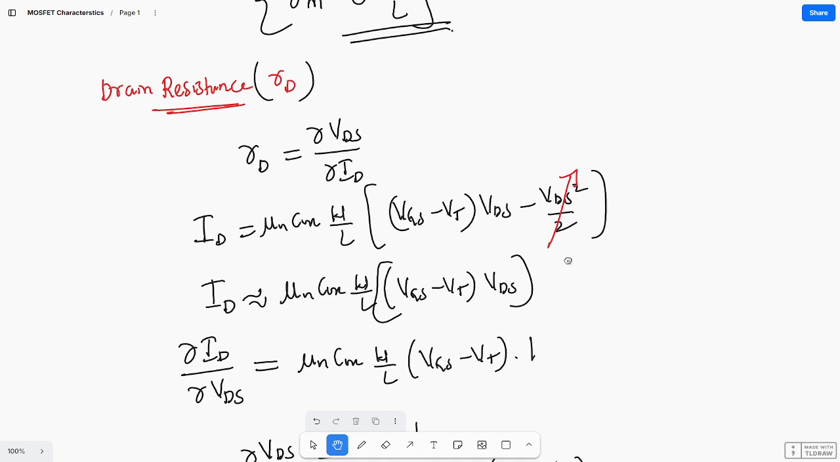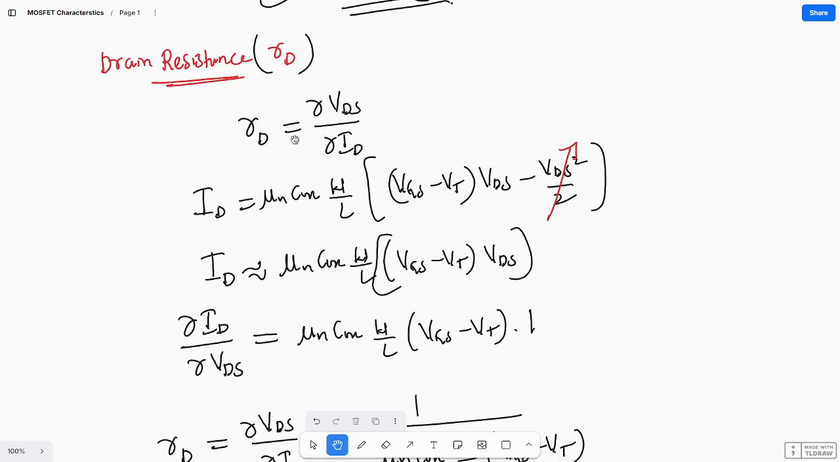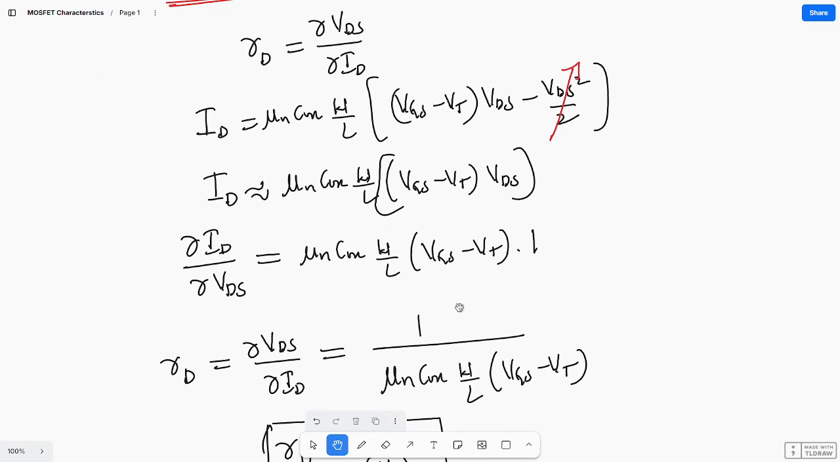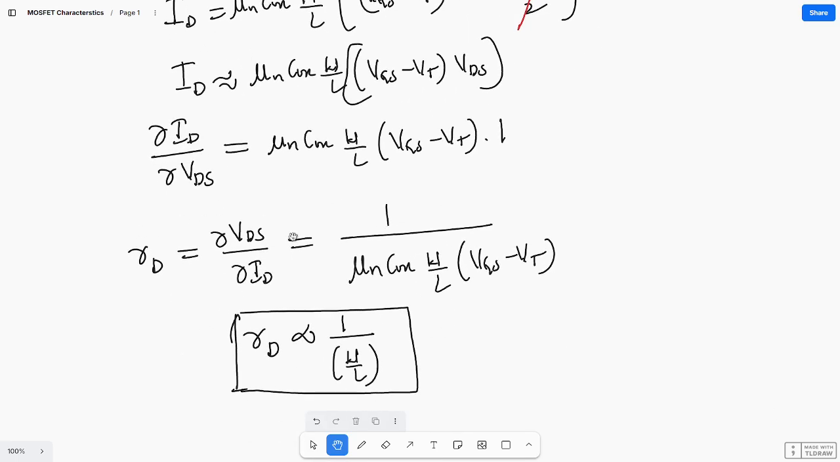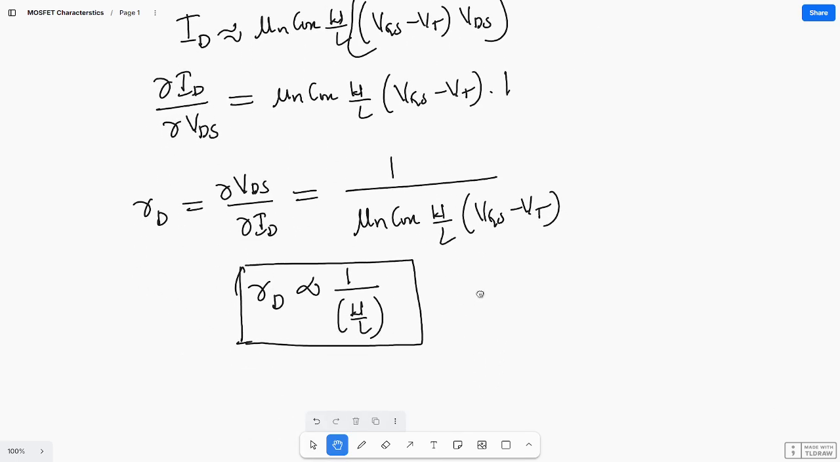Next we saw the drain resistance, which is output voltage with respect to output current: ∂VDS by ∂ID. Here I took the current equation for the linear region, where we make VDS very small. As VDS is very small, the VDS square by 2 term, which has a minus sign, I can neglect. I approximate to this value and partially differentiate, and I get this equation. From this I can conclude that rd is inversely proportional to W by L.